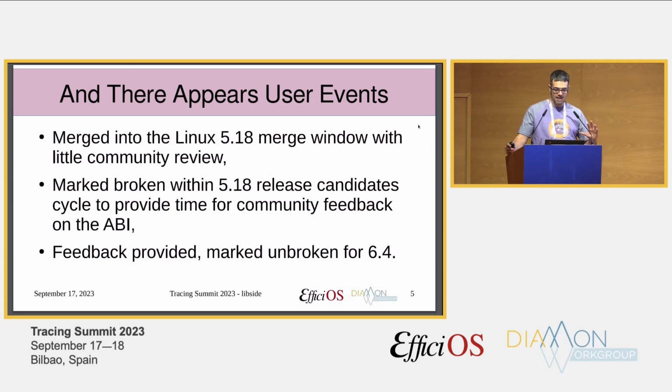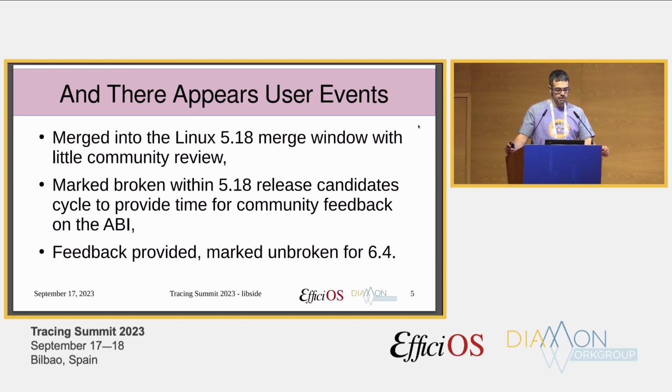A few words about how libside came to be. Within the Linux 5.18 merge window, I noticed the appearance of the user events ABI. It did get in without much community review. When I noticed that, I did some review and asked to have more time to do a more thorough review of the ABI it would expose before it would become stable. So Steven Rostedt had marked it as broken before 5.18 went out. It gave us more time to fix the underlying issues.